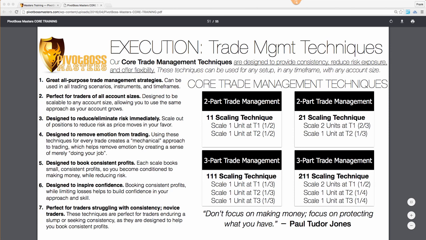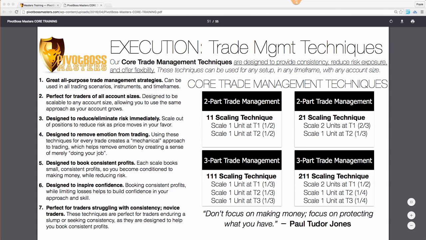Instead, obviously, you want to book profits quickly at the beginning of your trade. And that's what these scales are designed to do. Your T1 targets. T1 is target number 1. T2 is target number 2. T3 is target number 3. Each of these are designed to scale at a quick early T1 target.